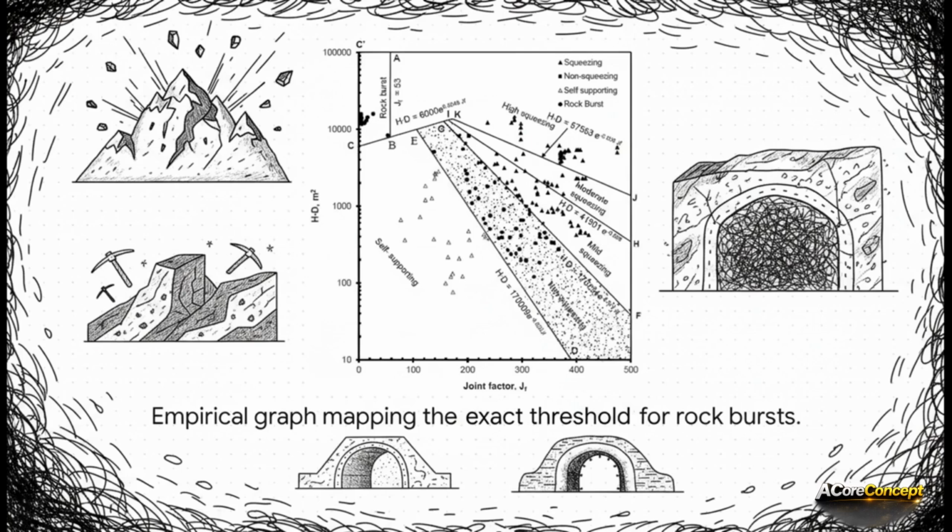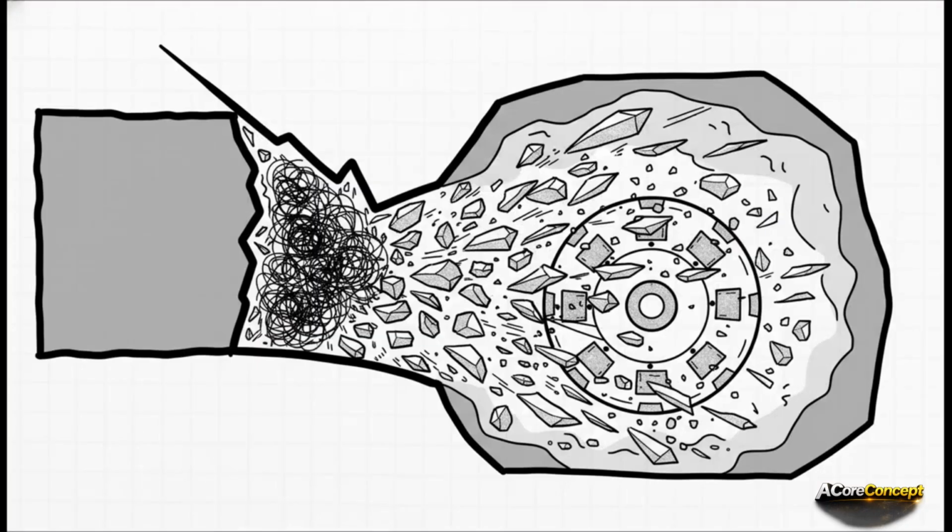That threshold represents the incredibly fine line we engineers have to walk every day. To put this into perspective with some real-world examples, the Parvati 2 headrace tunnel and the Neelam Jhelum project both experienced absolutely devastating rock bursts.